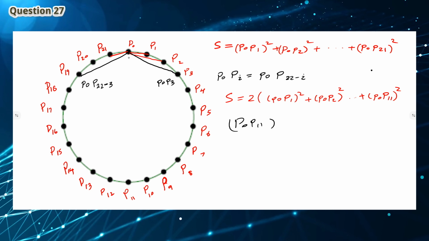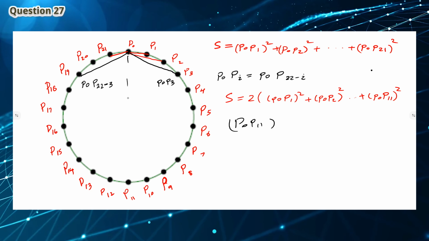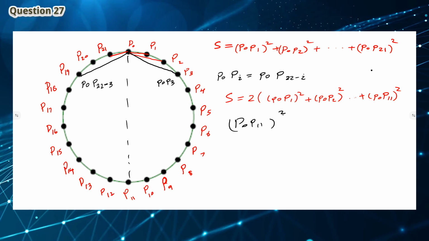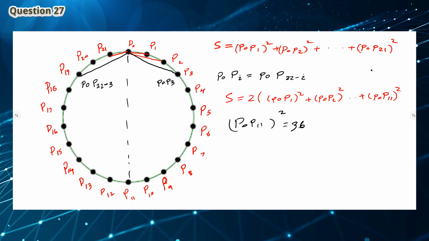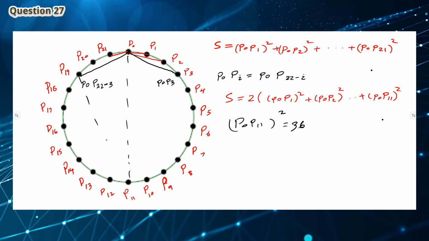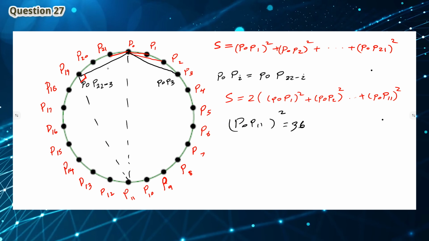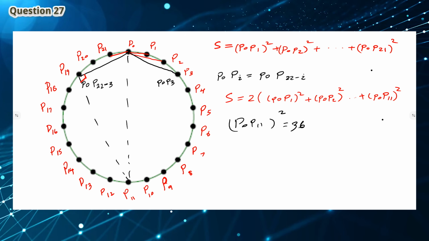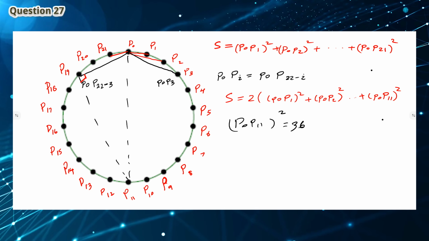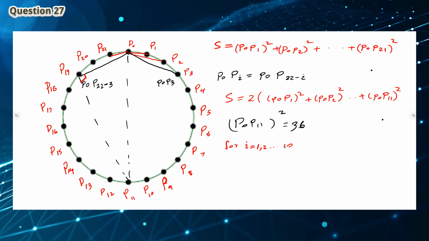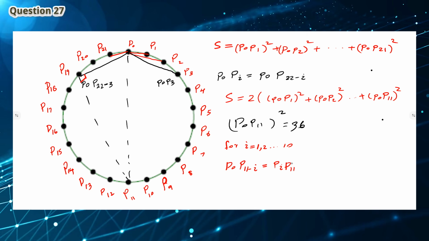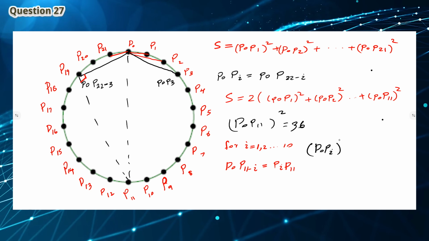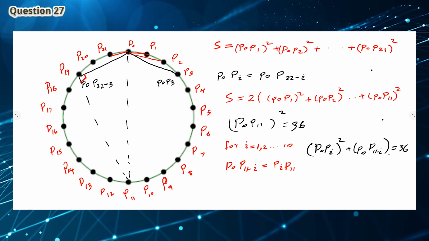As you can see, P0P11 is the diameter of the circle. This means that P0P11 squared is equal to 36. Further, the angle P0 Pi P11 is 90 degrees. This means that this is a Pythagoras triangle. For the values of i equal to 1, 2, all the way to 10, this means that P0P(11 minus i) is equal to PiP11. Therefore, we can write an equation for S.